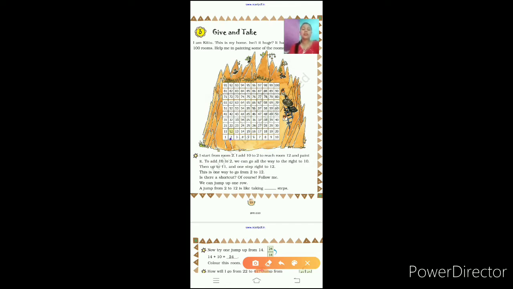So when she is in room number 2, after that she can go to room number 12 directly also. Just check. When she jumped from 2 to 12, it is like taking 10 steps. Why? Because 12 minus 2 is equal to 10.